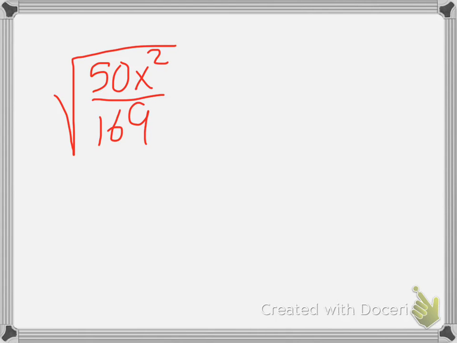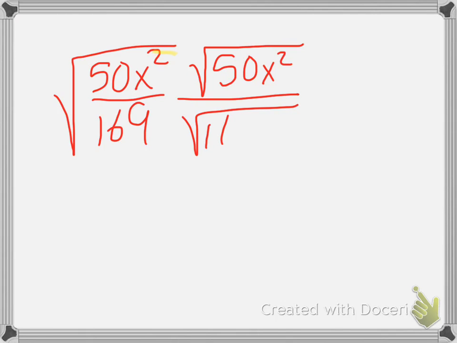Okay, and the next problem you had was the square root of 50 x squared over 169. So when you have a fraction inside the radical, you can separate them into two separate ones, or if it's easy to simplify inside, I would do that. Just looking inside here, nothing really goes into 50 and 169 evenly that I can think of right away. So I'm going to go ahead and split them into the square root of 50 x squared over the square root of 169.